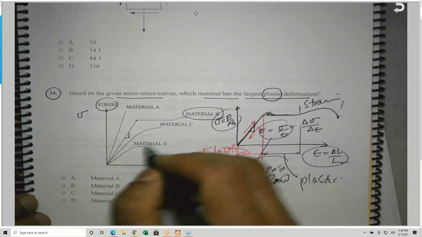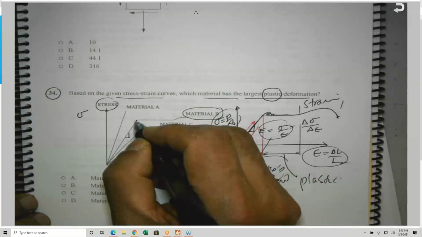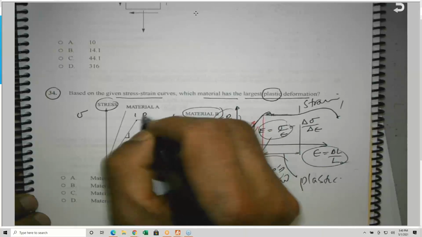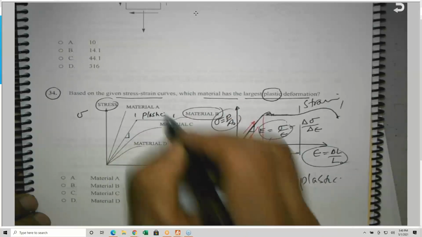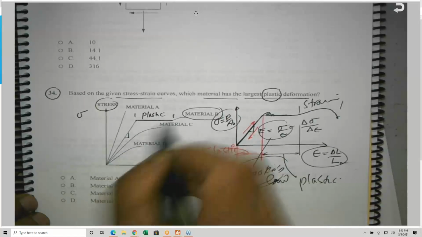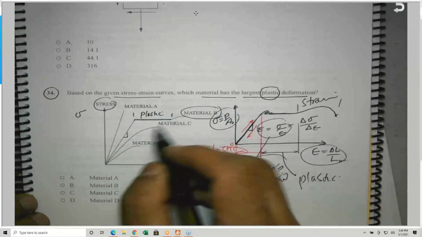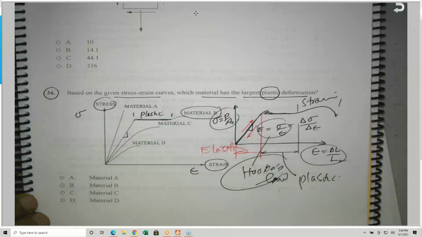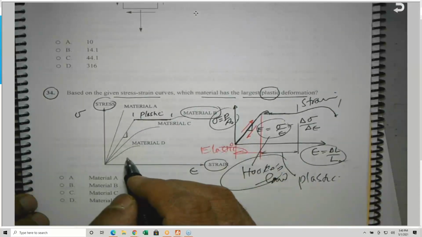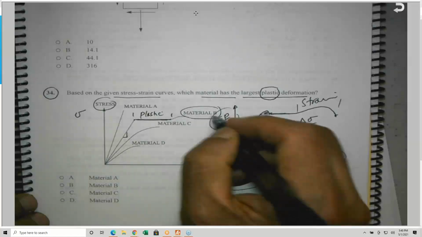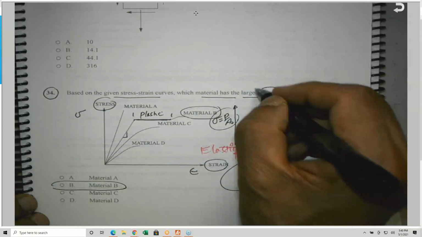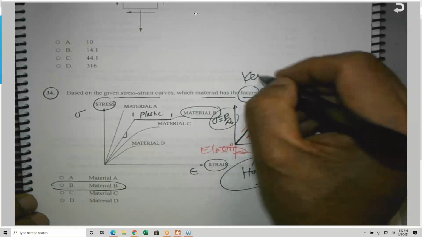Okay, so after the end of the elastic stage, this is the plastic stage. As you can see, all of them don't have this amount of plastic stage. So obviously material B is the one that has the largest. Pay attention to keywords.